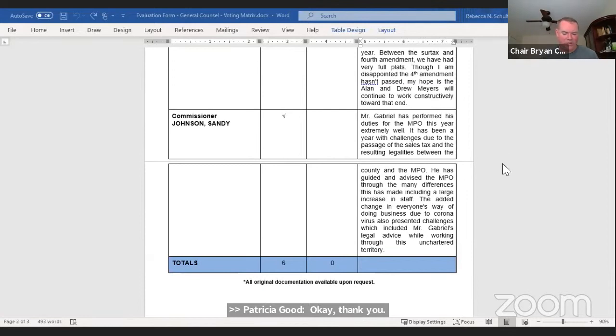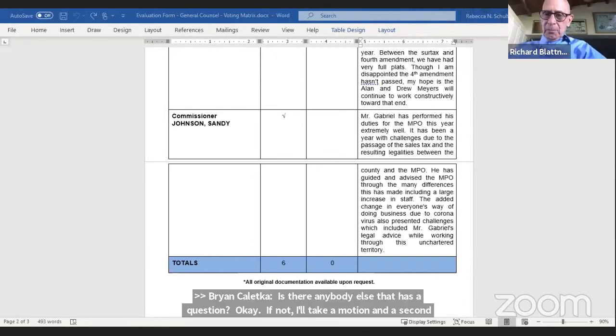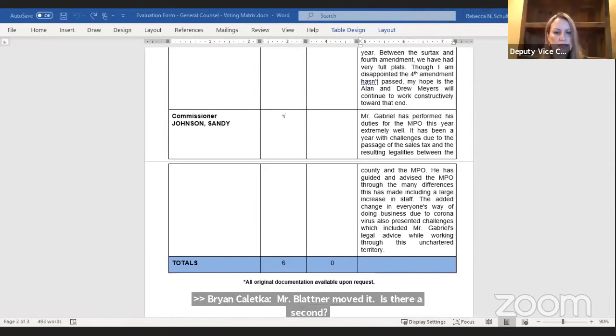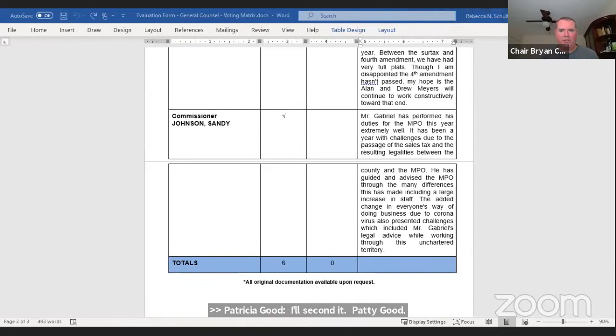Okay, if not, I'll take a motion and a second to send this to the full board. So moved. Mr. Blattner moved it. Is there a second? I'll second it, Patty Good. Mrs. Good seconded it. We're now going to go for unanimous consent. If you object to this, please object at this time. Seeing none, it has been approved and moved to the full board.